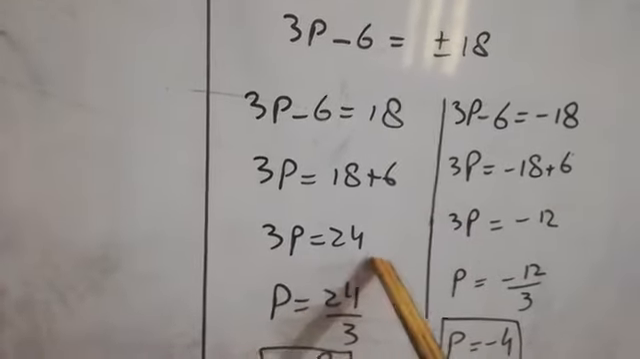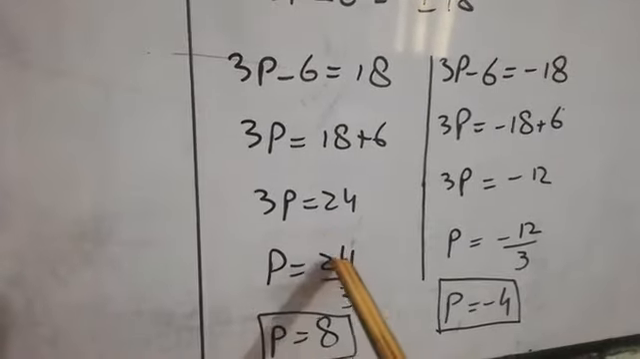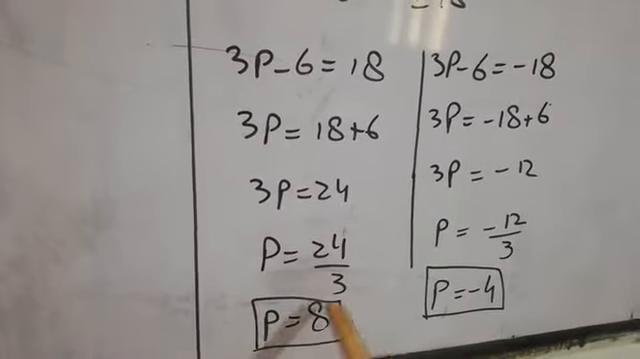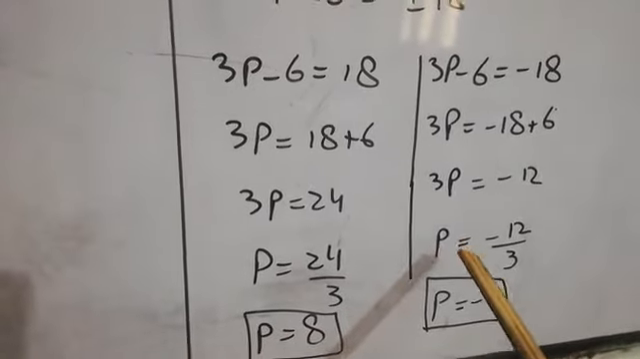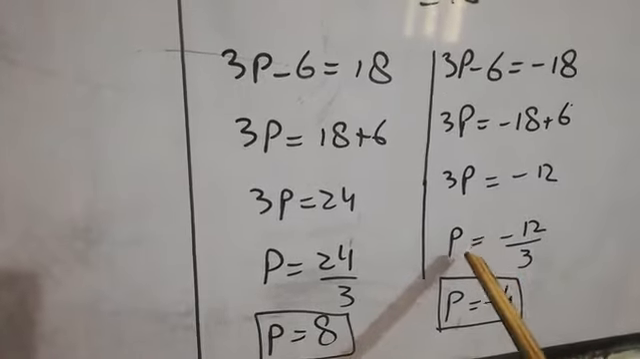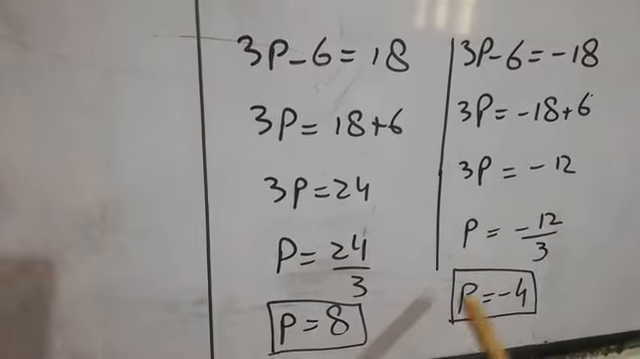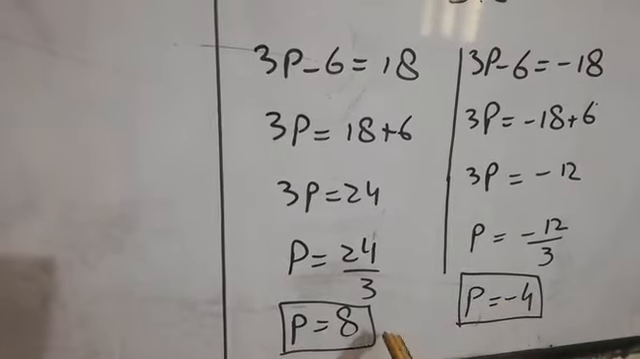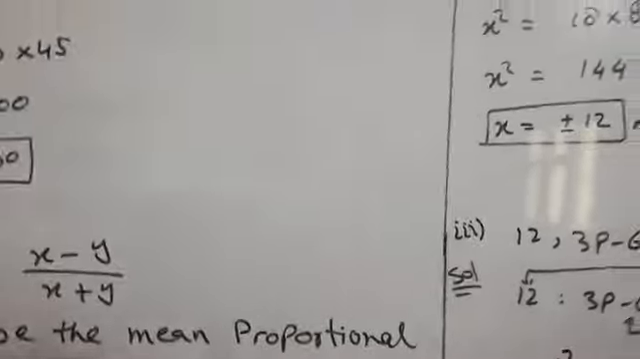From this side, when we divide the equation on both sides by 3, we will get p equals 24 by 3. 3 ones are 3, 3 eights are 24, so p equals 8. And here, when we divide the equation by 3 on both sides, we will get p equals minus 12 by 3. So 3 ones are 3, 3 fours are 12, p is equal to minus 4. Both these values are the answers. This is the end of exercise 3.3.